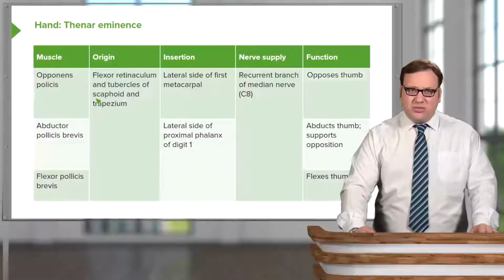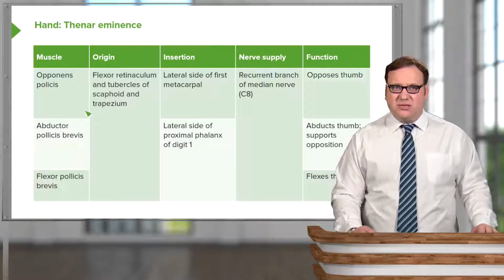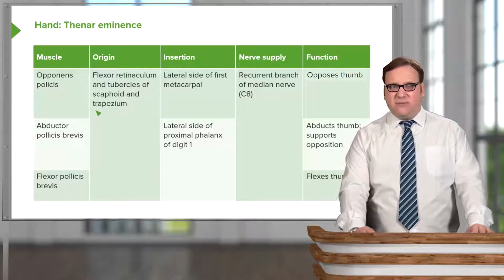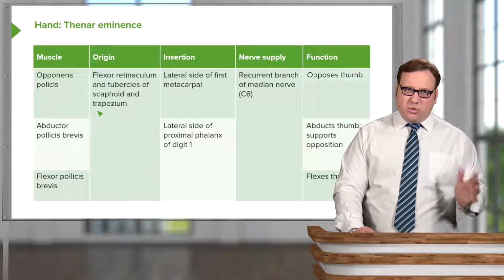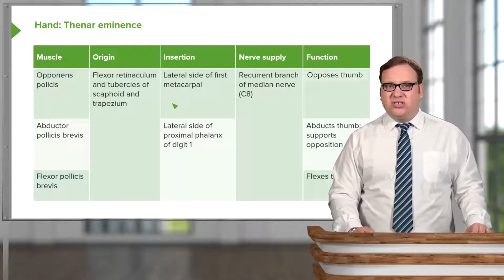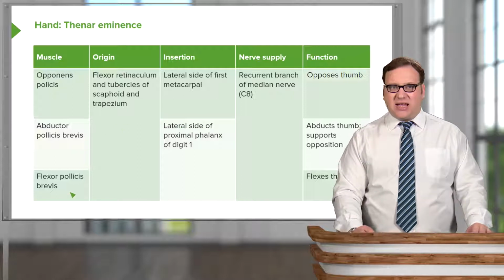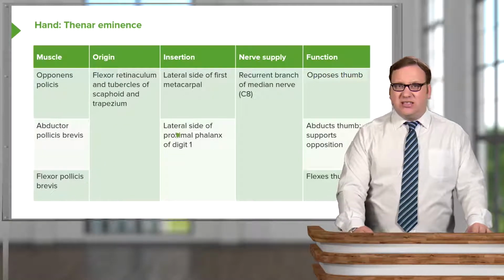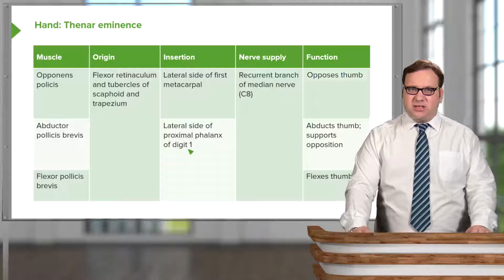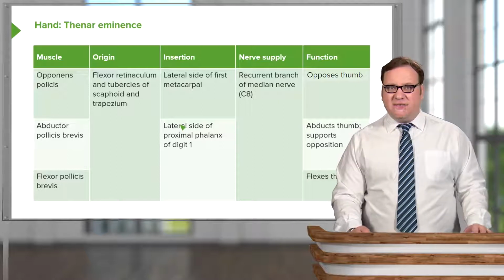We can see the muscles here in this table, highlighting their origins and insertions. And all three of these muscles come from the flexor retinaculum and specific tubercles of the scaphoid and trapezium bones. So all of these three muscles have a common origin. Opponens pollicis inserts onto the lateral side of the first metacarpal. Abductor pollicis brevis and flexor pollicis brevis attach to the lateral side of the proximal phalanx of the first digit. So just make sure you're happy with the origins and insertions and refer back to the diagram if necessary.